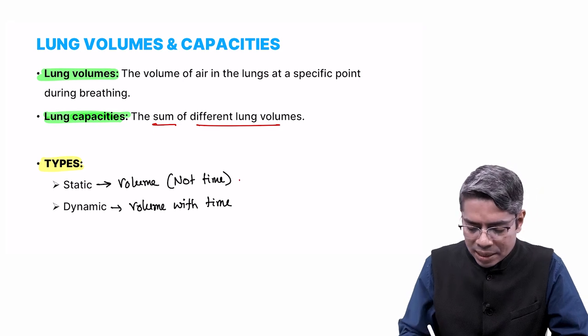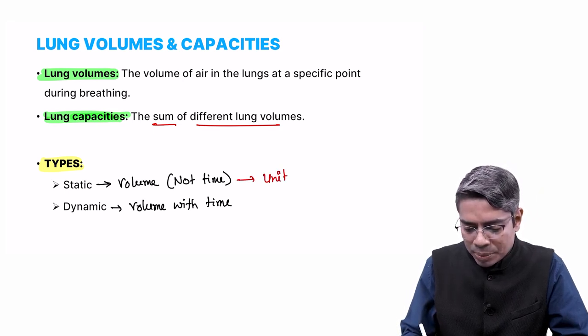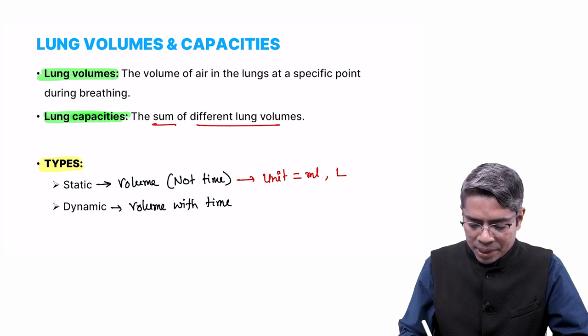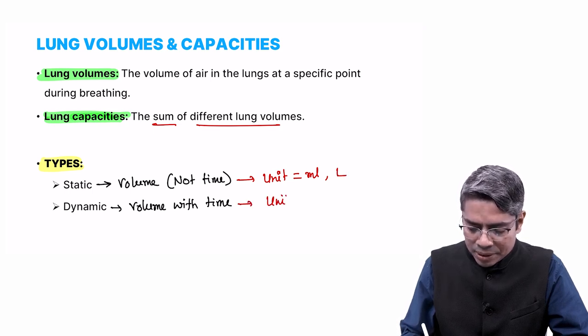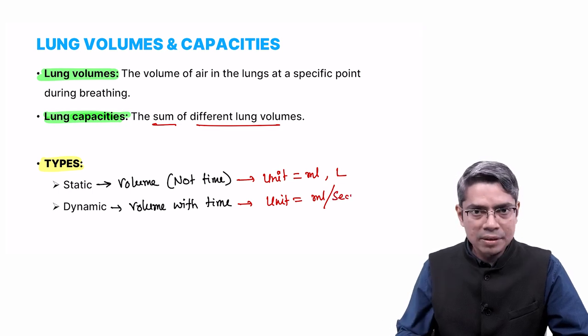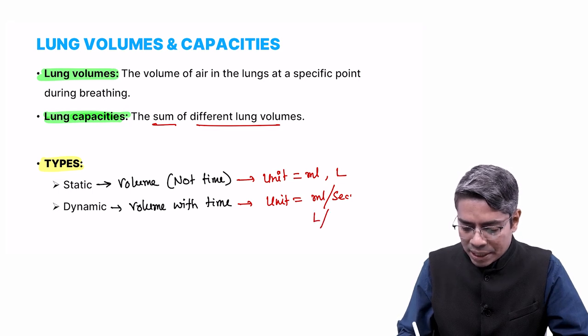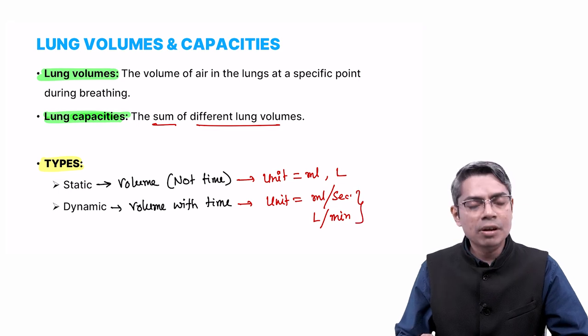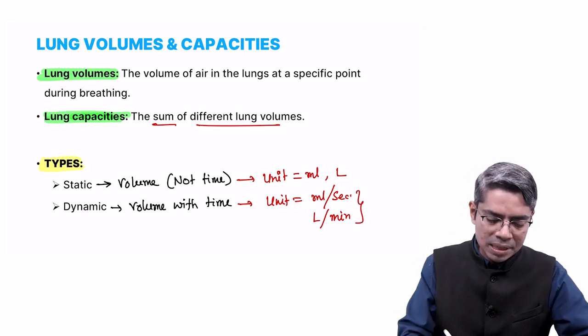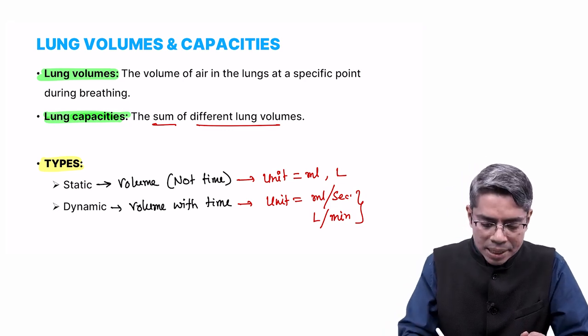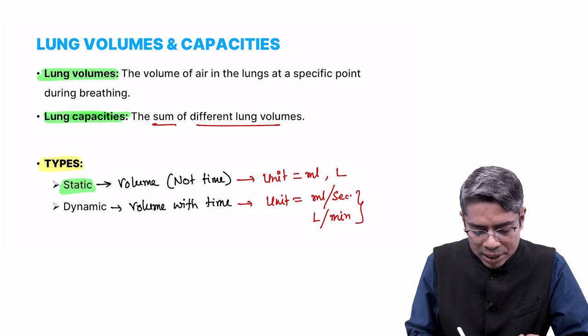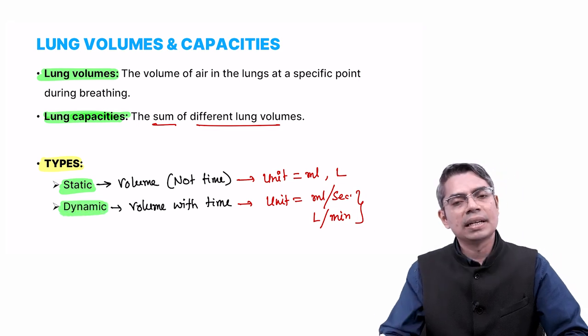So in the case of static lung volumes and capacities, what will be the unit of measurement? The unit will be either in ml or you can measure in liters. But in the case of dynamic lung volumes and capacities, what will be the unit? The unit will be ml per minute, that is, maybe per second or maybe per minute, right. Same way, liters per second or liters per minute can also be a unit of dynamic lung volumes and capacities. So the basic difference is that if you are measuring only the volume without any time measurement, then that is static, and if you are measuring volume with respect to time, that is dynamic.